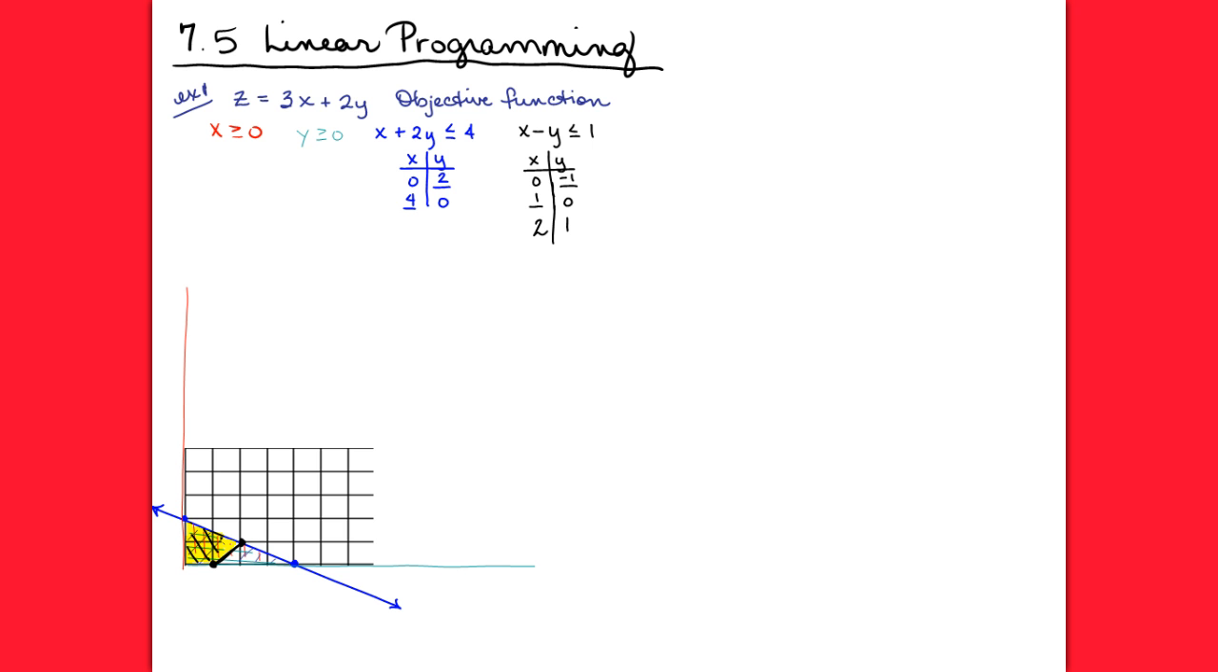All right, so now I want to pull off my vertices because every single point in that highlighted region is a possible solution. I could be here for eternity plugging in points because there's an infinite number of them. Instead, they've told me that my maximum or minimum is always going to occur at one of the vertices. So let's identify those vertices.